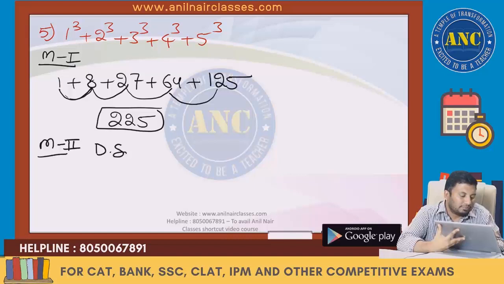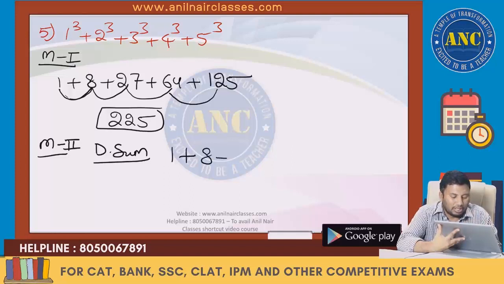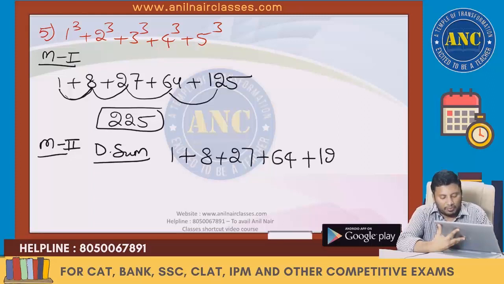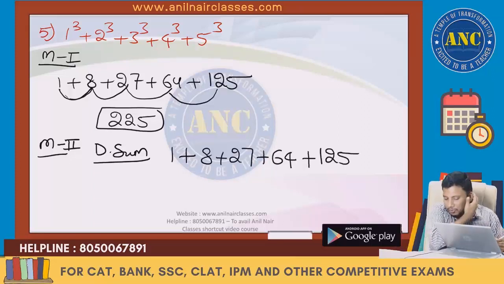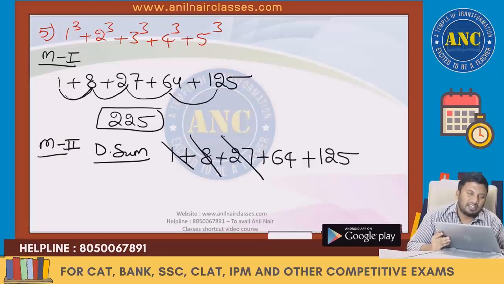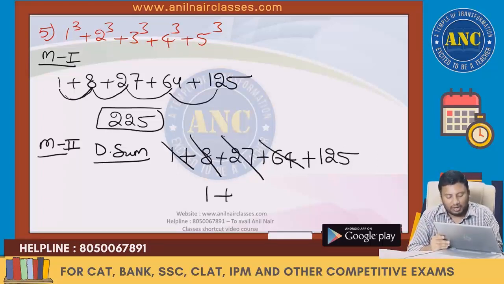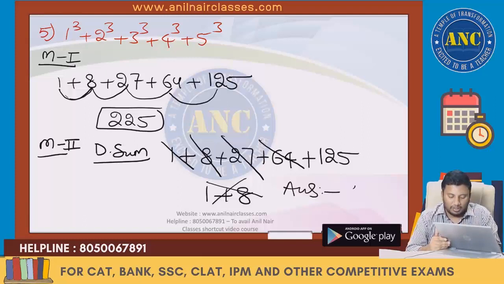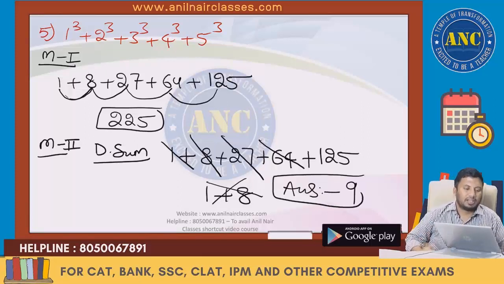Method 2. Apply digital sum. 1 plus 2 cube is 8. 3 cube is 27. 4 cube is 64. 5 cube is 125, digital sum 8. 1 plus 8, 9 out. 27, it is 9 out. 64, it is 1. 1 plus 2 plus 5, 8. So the entire number is divisible by 9.